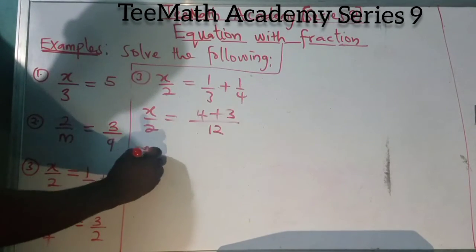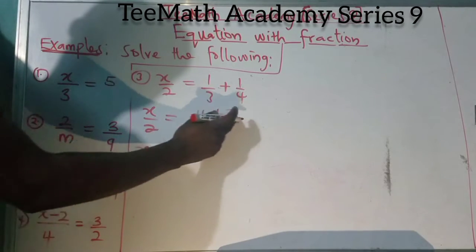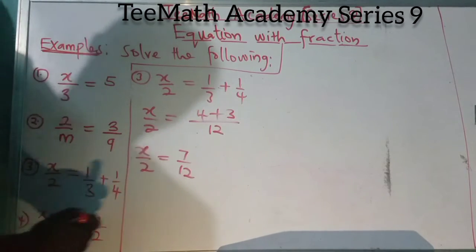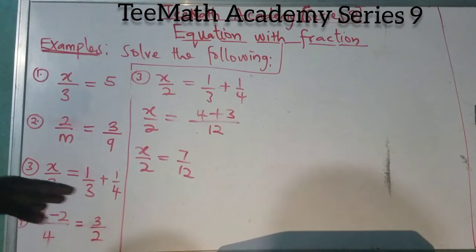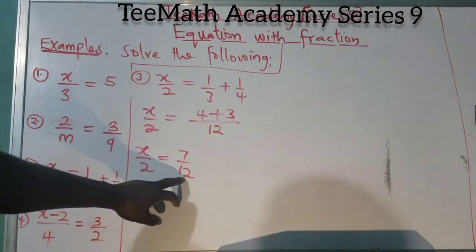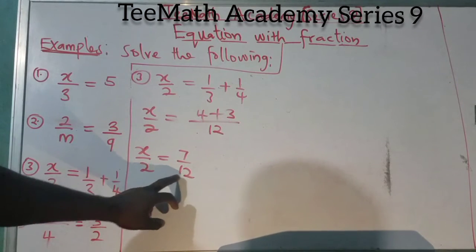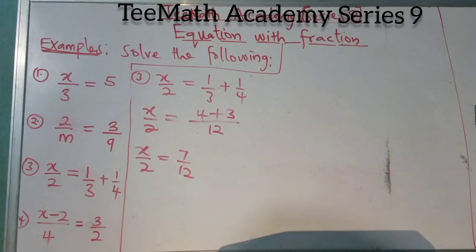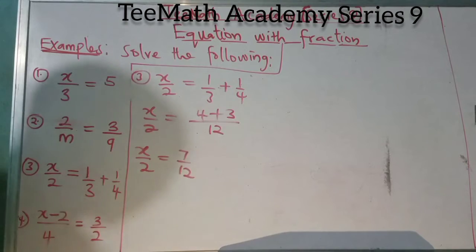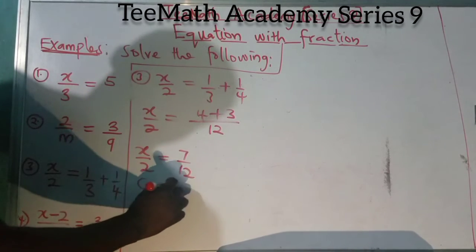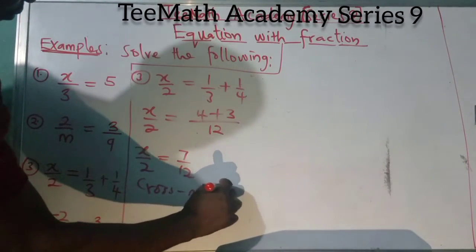So here we continue, x over 2, 4 plus 3 is 7 over 12. Now we have made it one denominator. So a denominator here, also 1 here. So it is at this stage that you can cross multiply.